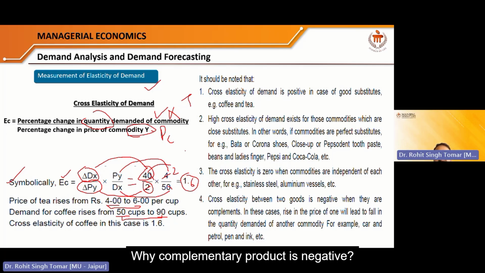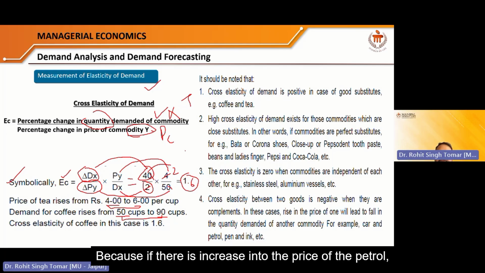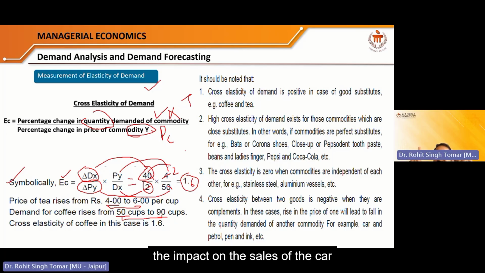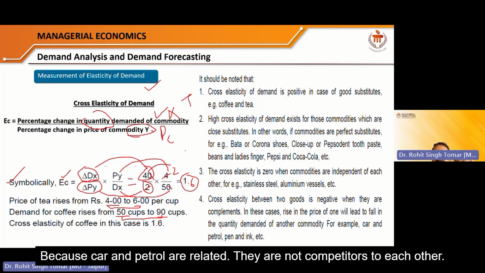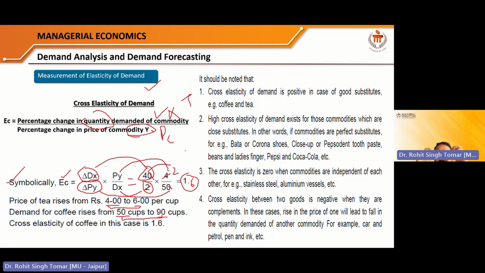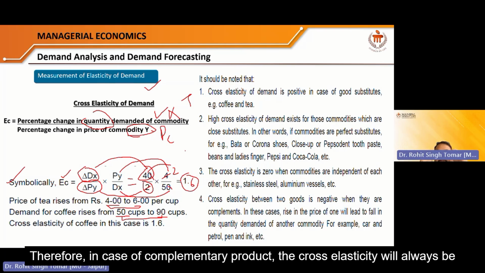Why is it negative for complementary products? Because if there is an increase in the price of petrol, the sales of cars will go down. The opposite relationship, always. Sales will go down because car and petrol are related. They are not competitors to each other. Therefore, in case of complementary products, the cross elasticity will always be negative.